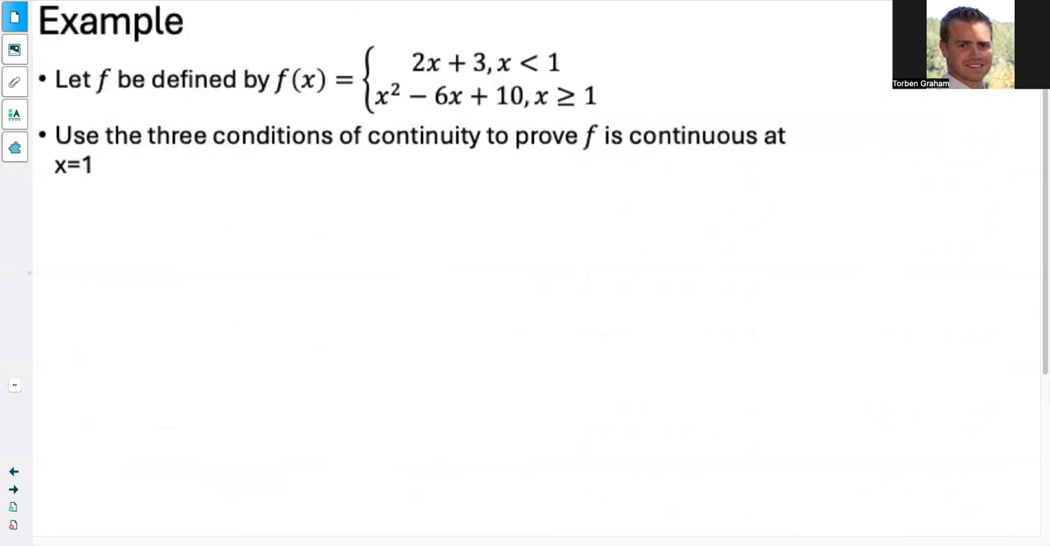Next example, let f be defined by f of x is 2x plus 3 where x is less than 1 and x squared minus 6x plus 10 where x is greater than 1. We want to use the three conditions of continuity to prove that f is continuous at x equals 1.